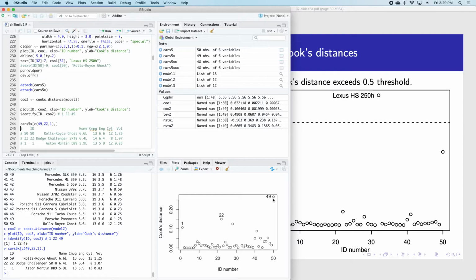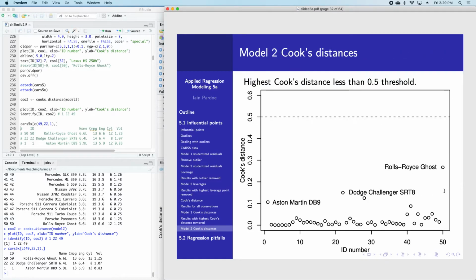But how worrisome is it, really? If we rescale the graph so that we've got the 0.5 threshold on here, none of these three cars are anywhere near that 0.5 threshold. So we don't really need to worry. And this kind of confirms what we suspected before when we looked at the leverages, and we were a little worried about the Aston Martin because it had the highest leverage. But then when we refit the model without the Aston Martin, nothing really changed. It's a similar story if you were to exclude the Rolls-Royce Ghost or the Dodge Challenger. Nothing really changes. So the story here is, yes, these three cars have a relatively high Cook's distance, but it doesn't come anywhere near the 0.5 threshold, and so we're not overly concerned.